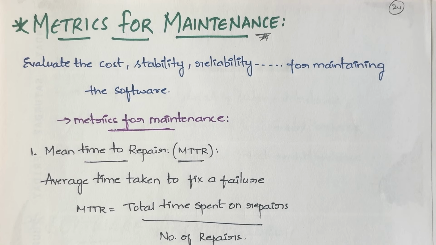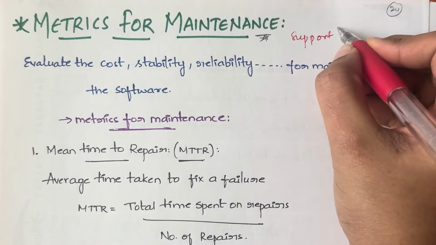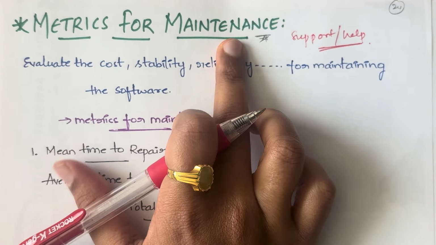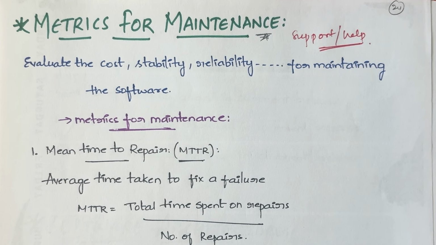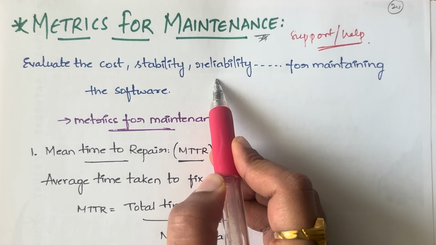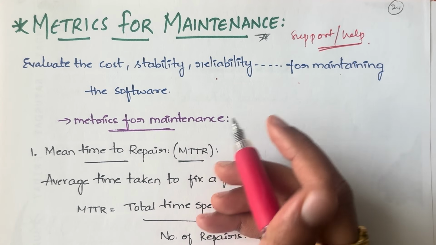Let's say once you deliver your application, web application or website to the customer, when the customer starts using it, the customer might see some errors or problems in it, or might not understand a few things. In that case, you should still support the customers and help them maintain the software. That is the maintenance step. In this step, what are the different metrics we have to consider? These metrics evaluate the cost, the stability and the reliability, and all the factors required to maintain the software.